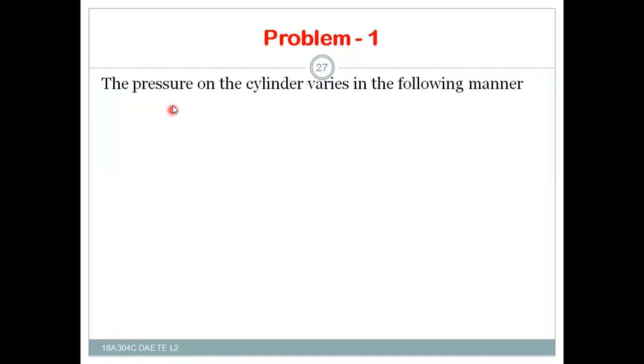The pressure on the cylinder varies in the following manner, that is P is equal to C by V, where C is equal to a constant, P is equal to pressure and V is equal to volume.